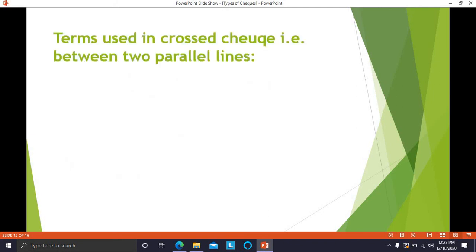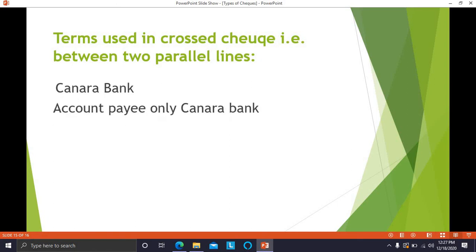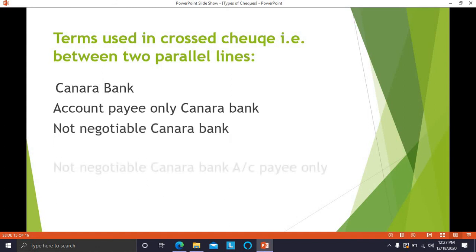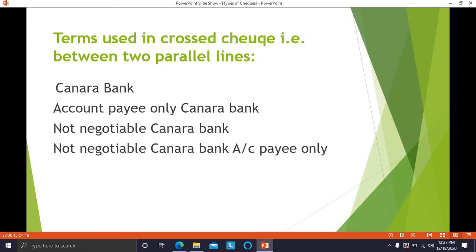So what terms are used in between these two parallel lines? Canara Bank, or account payee only Canara Bank, not negotiable Canara Bank, not negotiable Canara Bank account payee. Such terms can be written in between two parallel lines, or only Canara Bank can be written in between two parallel lines. So this is about the types of checks.